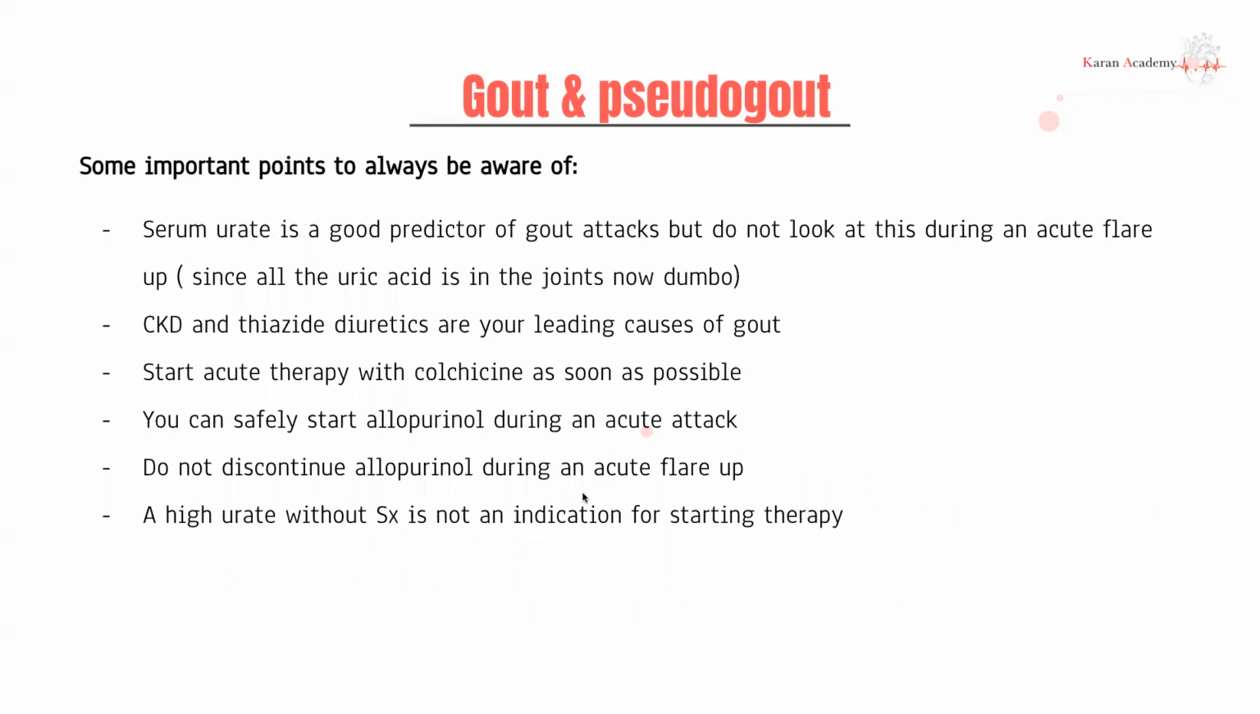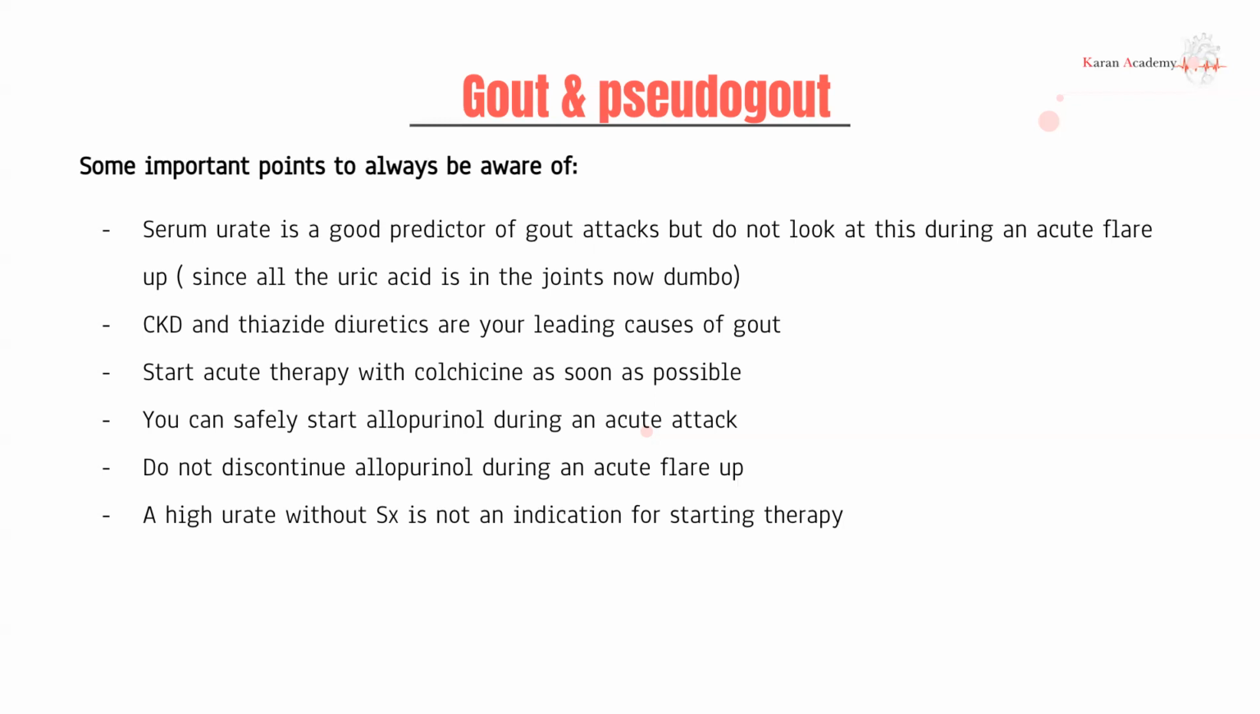Some important points that you need to be aware of with gout and pseudogout. Serum urate levels are a good predictor of gout attacks, but do not look at this during an acute flare-up. The higher the urate, the higher the likelihood of having a gout attack. However, when someone does have an acute flare-up, all that serum urate has now converted into uric acid and is in the joints, right? Which is why they're having the gout to begin with. So don't look at the serum urate during an acute attack.